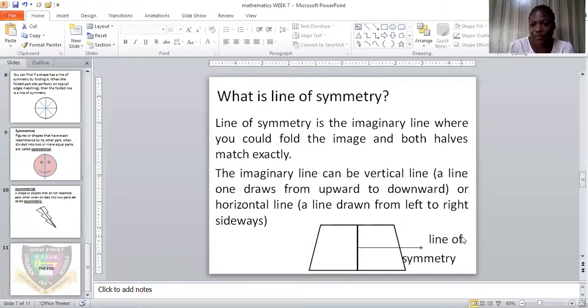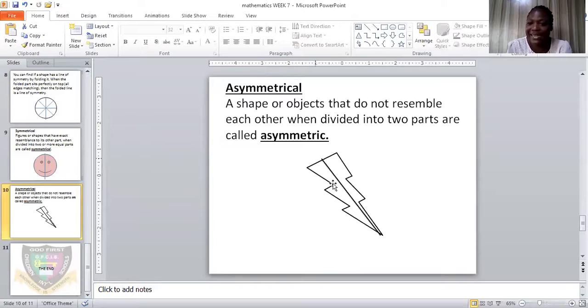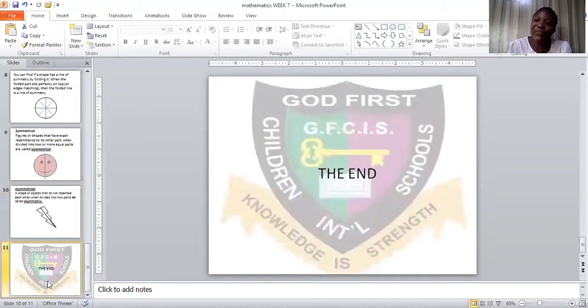You can try and get objects, and try to use your imaginary line to divide them into two equal parts. Can you see this trapezium on the screen? We use the line of symmetry, an imaginary line, to divide it into two equal parts. Is that okay? And we have an asymmetric object here. Can you see that the two parts are not equal? They are not equal. That's why it is an asymmetrical object. We have come to the end of the class.